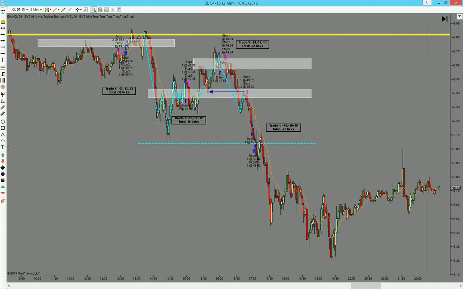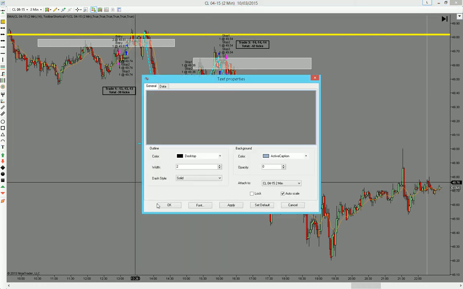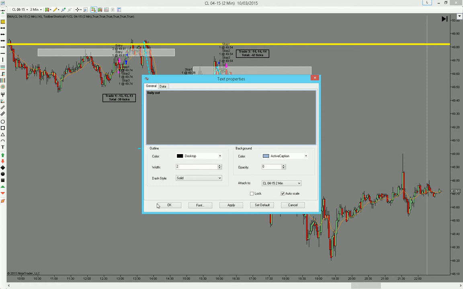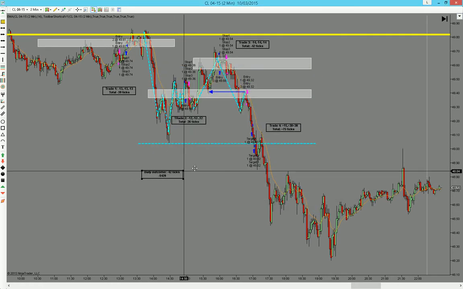Down day, daily outcome was minus 42 ticks. That's minus $420 for that day.